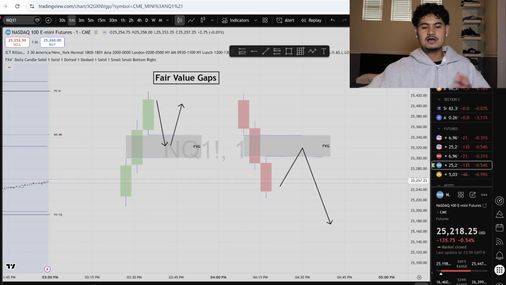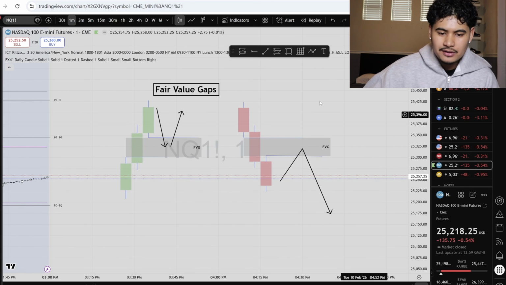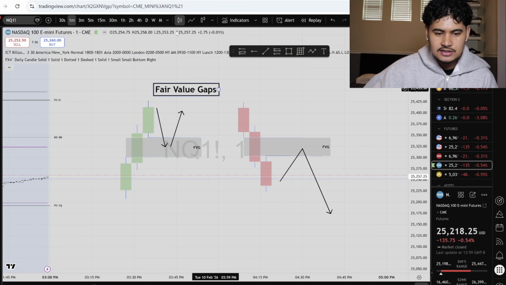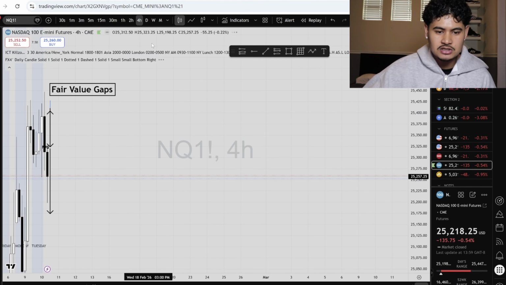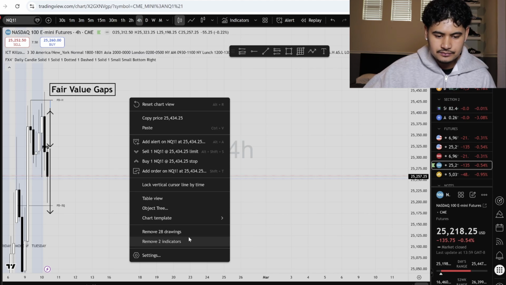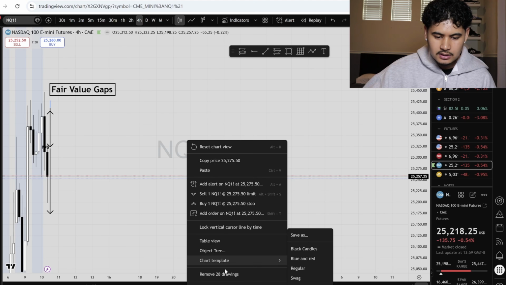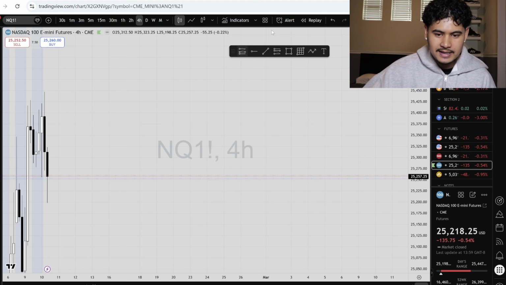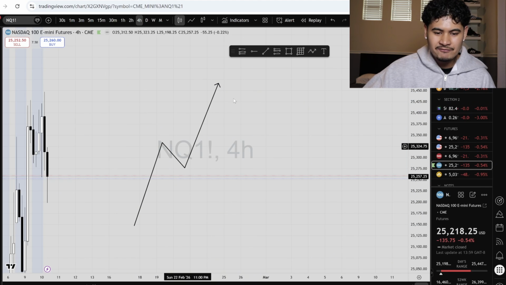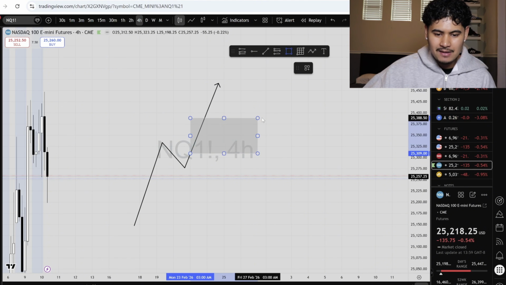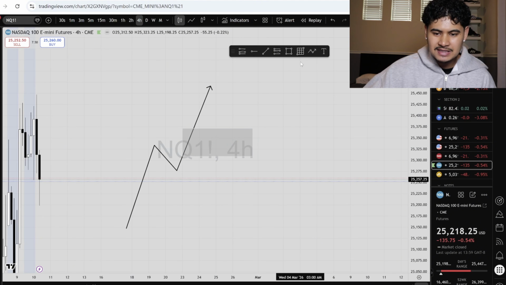How do I use fair value gaps? Well, on the higher time frame, I like to use fair value gaps to tell me the direction of where price is trending. If we take a look right here on the 4-hour time frame, let's make a 4-hour chart. This is our 4-hour time frame right here. If there is a 4-hour fair value gap right here, I'm expecting price to have this hold.